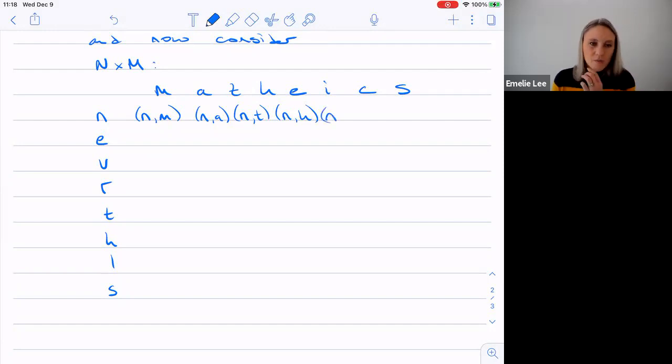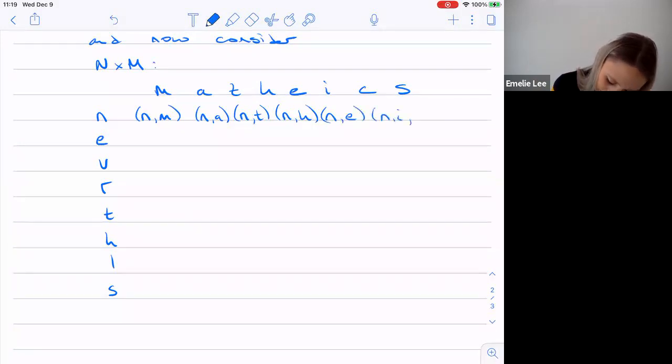There should be commas between these, but because we're setting it up as a grid, I can ignore them. But if you're listing them in a set, then each of these elements should be separated by commas, right? Comma, comma, comma, comma. But NH, NE, NI, NC, and NS.